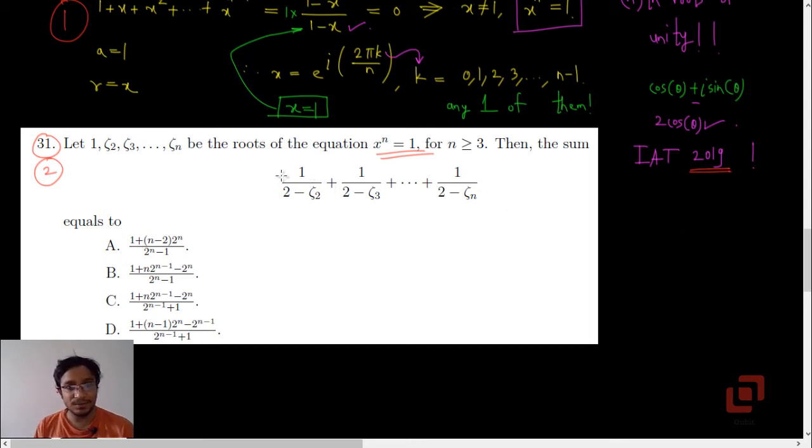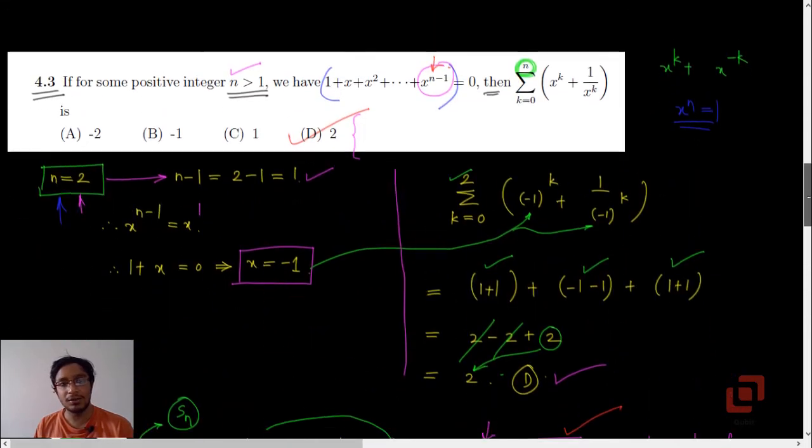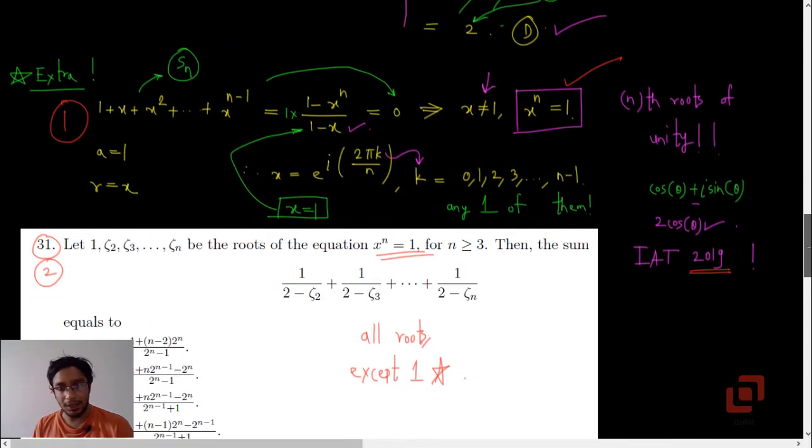Then the sum 1 upon 2 minus zeta 2, plus 1 upon 2 minus zeta 3, so on, till 1 upon 2 minus zeta n equals. Now here they are considering all the roots except 1. But in our case, we are considering only one of the n minus 1 roots.